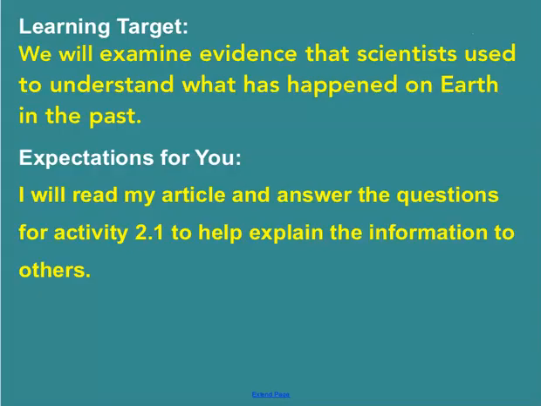Your learning target for today is we're going to examine evidence that scientists use to understand what has happened on Earth in the past. And in order to do that, we're going to read a mini article on some of the pieces of evidence that scientists have used to put all this information together and figure out how things have changed, how things used to be in the past on the Earth.